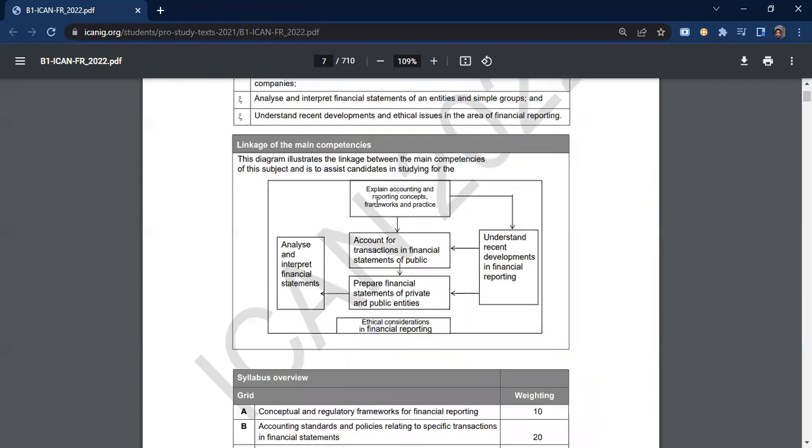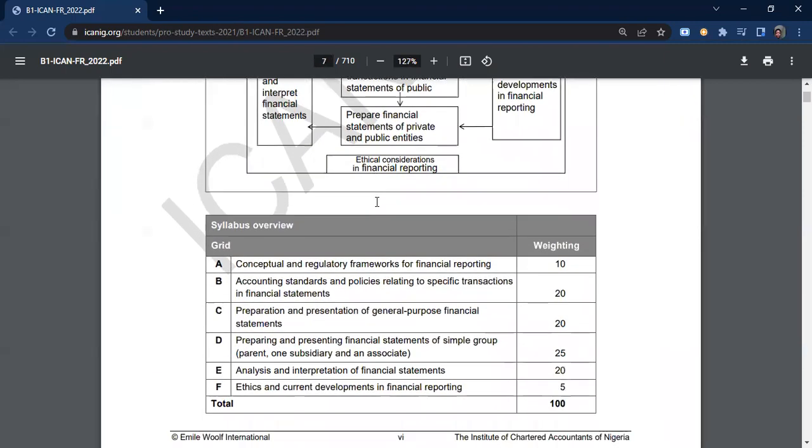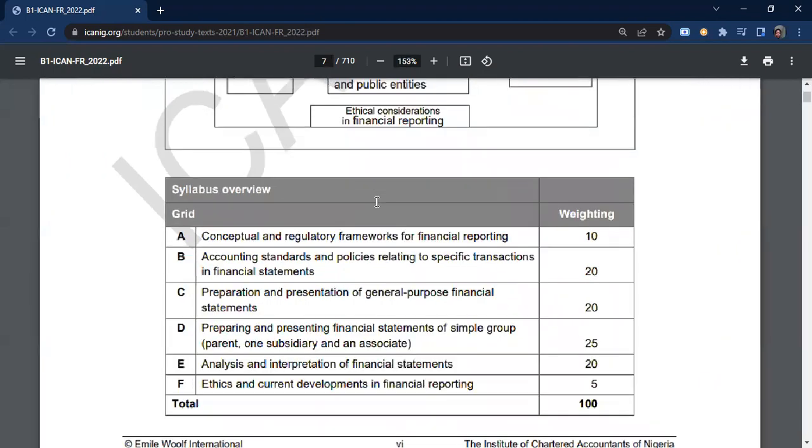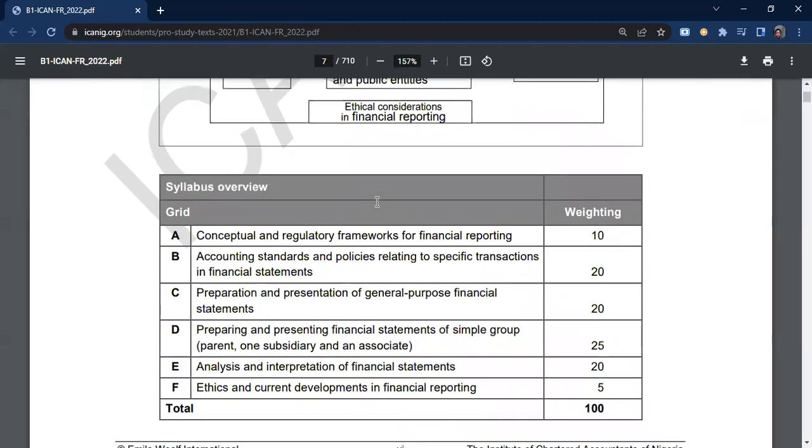Don't forget. It's divided into 6 sections. The first section is regulation. We'll be looking at accounting standards, how we prepare financial statements, preparation of group accounts, analysis and interpretation, and we'll also be talking about ethics and current development in financial reporting. So this is the syllabus overview of financial reporting.